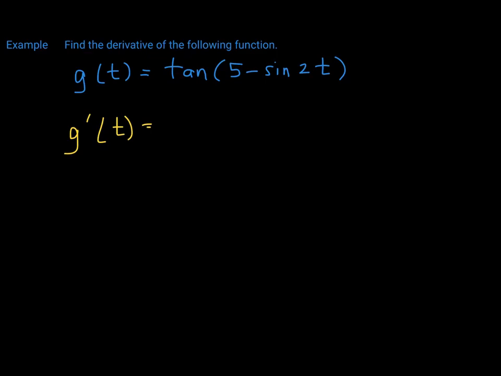The chain rule says to find the derivative of the outer function, and we're calling tangent the outer function. Now, the derivative of tangent is secant squared. So it'll be secant squared of this expression here. So remember, it's the derivative of the outer function evaluated at the inner function. Now, times the derivative of this inner function. The derivative of this difference is equivalent to the difference of the derivatives. So, times the derivative of 5, which is just 0, minus the derivative of sine of 2t.